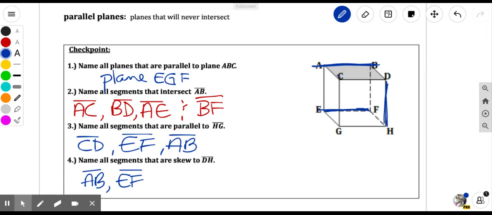Let's see, do we see how AC would be skew? So AC is never going to intersect DH, and also is not on the same plane. And then lastly, EG is the last one. Any other segment is either touching DH or is parallel to DH. So that's those vocab words.